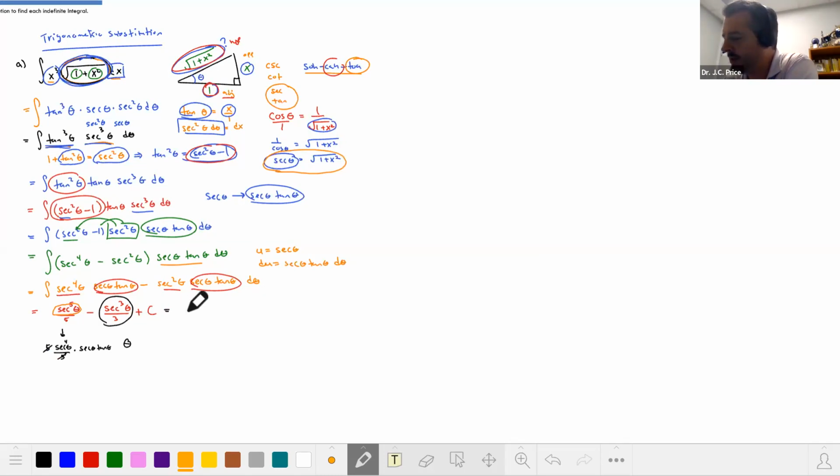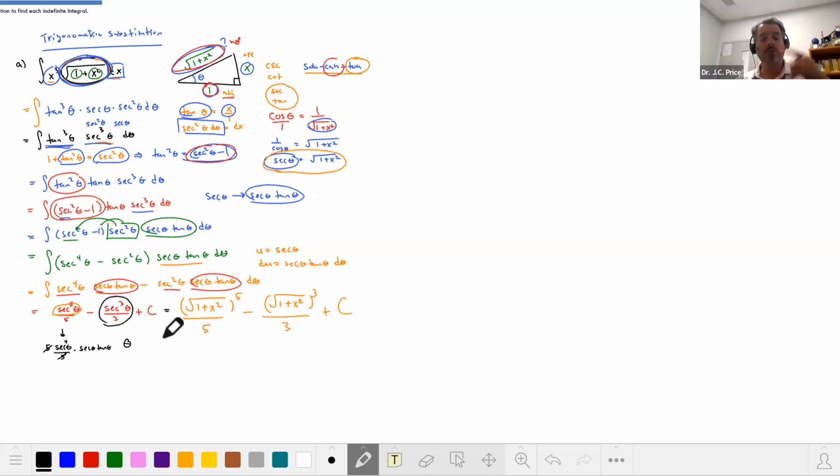So I'm going to take the square root of 1 plus x squared and plug it in for my secant theta. So that's the 5th power, and that's divided by 5. And then minus the square root of 1 plus x squared, and that's going to be cubed, divided by 3. And then that's plus c, and I'm not quite done.